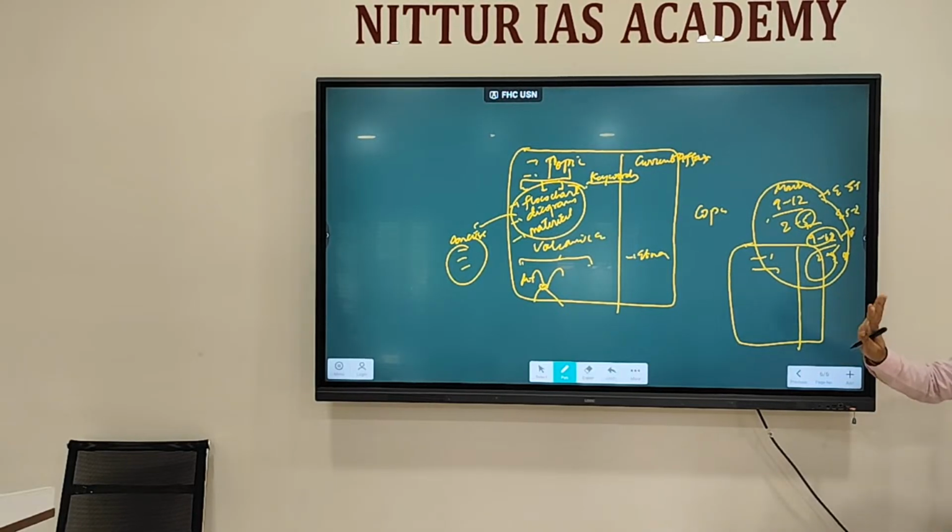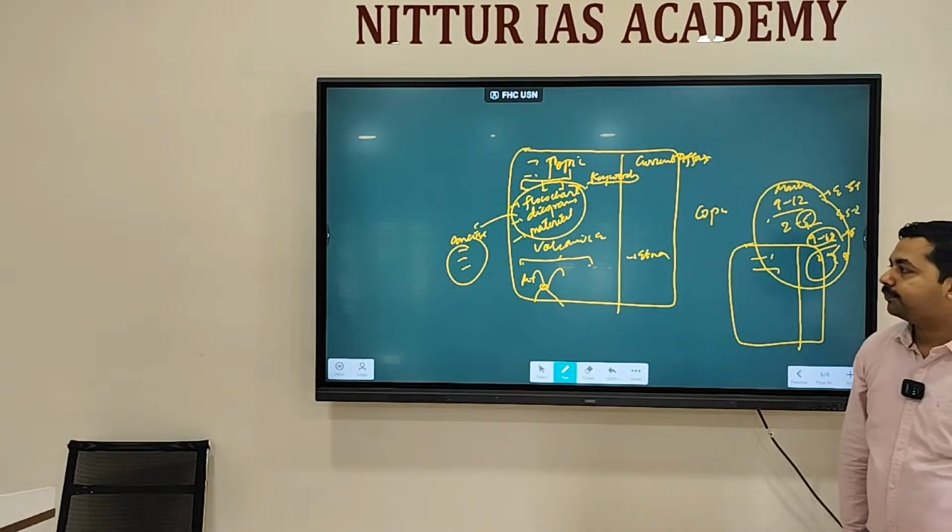So this is how you have to approach note making in case of UPSC, and leave this space for writing current affairs. Clear? Any doubt regarding this particular aspect?